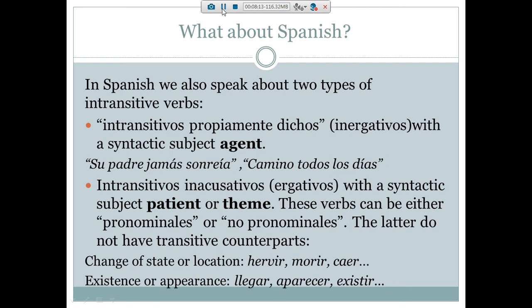Lo mismo pasa con morir y caer, son verbos intransitivos, hay muchos más, y ya hemos estudiado que el agregado de se los convertiría en casos de se diacrítico. Morir, morirse, es una cuestión de estilo. Morir es más formal que morirse, y lo mismo pasa con caer y caerse. And then we have verbs of existence or appearance, llegar, aparecer, existir. Of course, they neither have transitive counterparts nor pronominal forms.